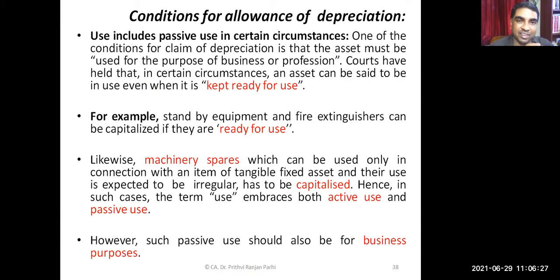Okay. And as we were discussing a few minutes before, when you say the asset must be used for the purpose of business, it includes both active use as well as passive use. If the asset is ready for use, then also it will constitute use. For example, let us say a generator is kept in ready to use condition, but it has not been used throughout the year. Still, it will be considered as used for the purpose of business and profession, and depreciation can be claimed. Or let us say fire extinguishers are there, which are capitalized, but have never been used throughout the year because need has not arisen. But still, they will be considered to be used because they are ready to use. Therefore, we say the asset must be used for the purpose of business in order to claim depreciation. But here, use means both active use as well as passive use.